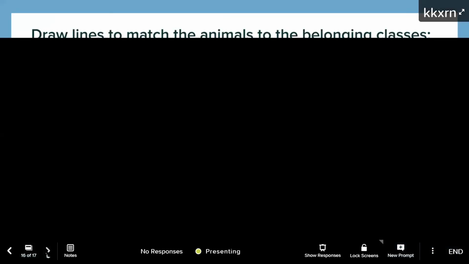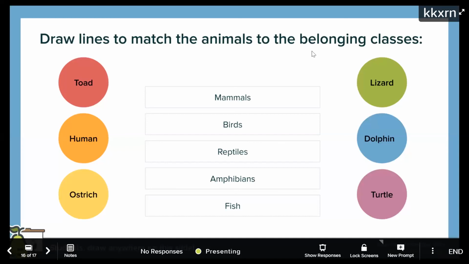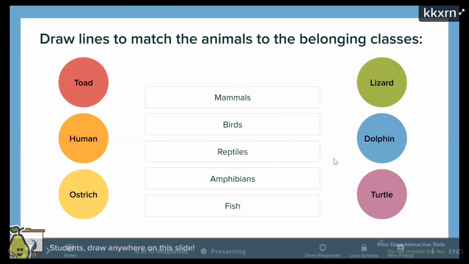Now, I have some names to match with the classes that they belong to. Please, can you match them? So toad belongs to what? Human to which group? I do not tell it, just match it and we are gonna discuss it.